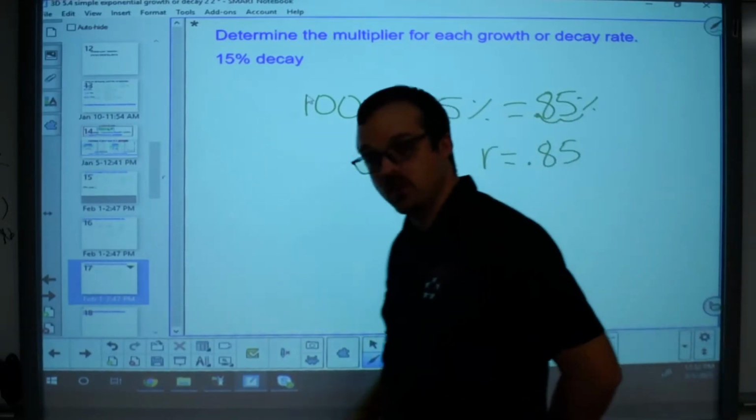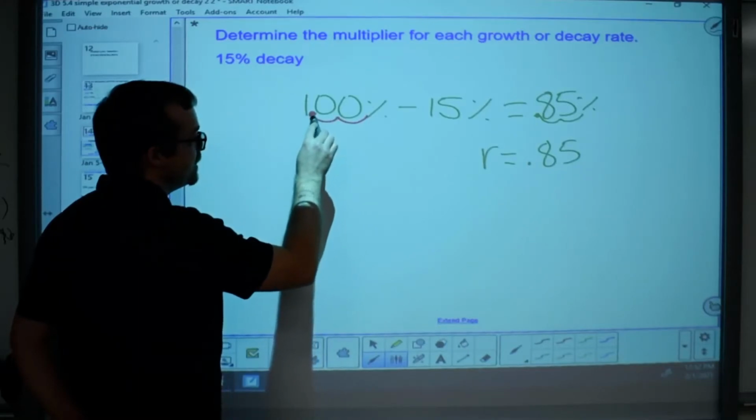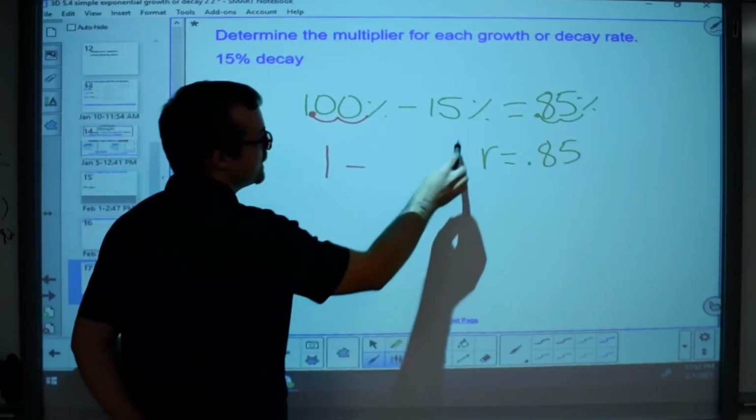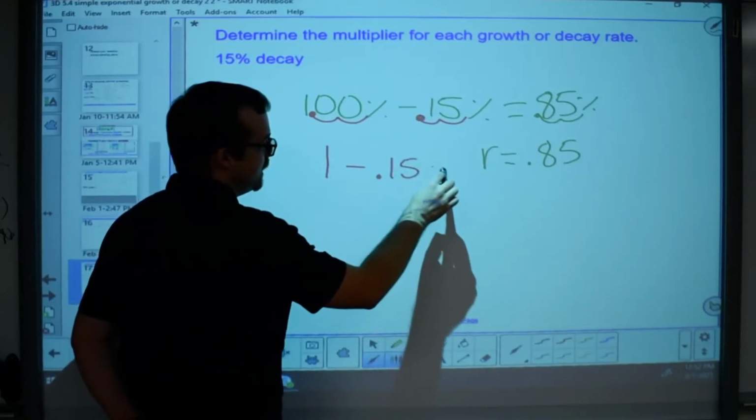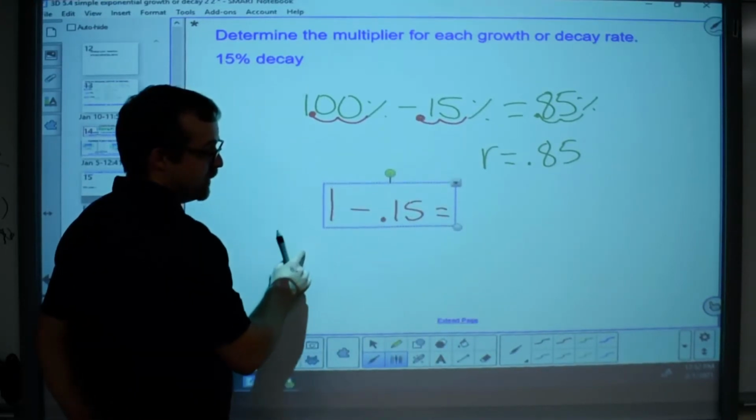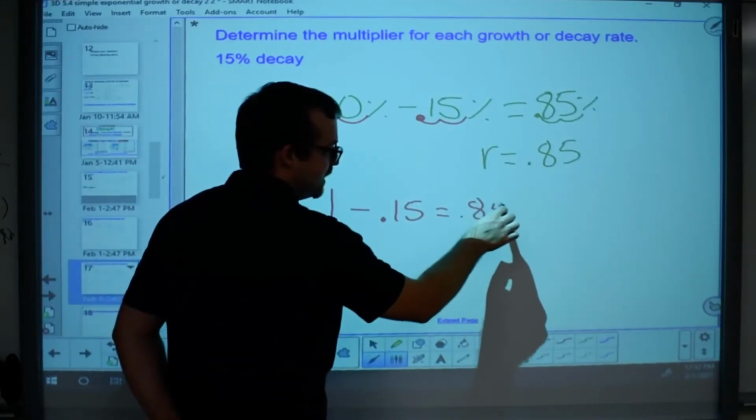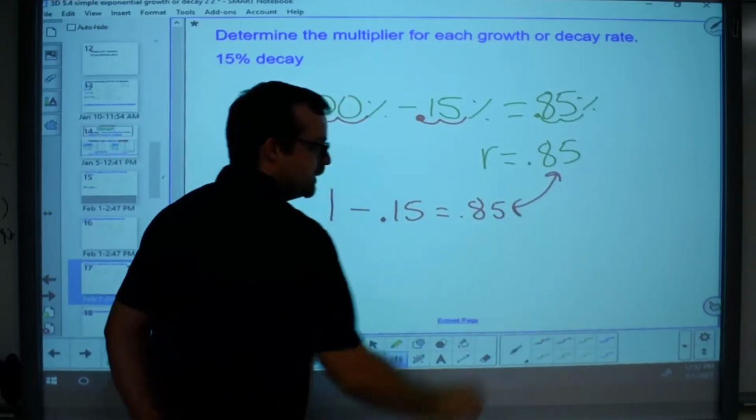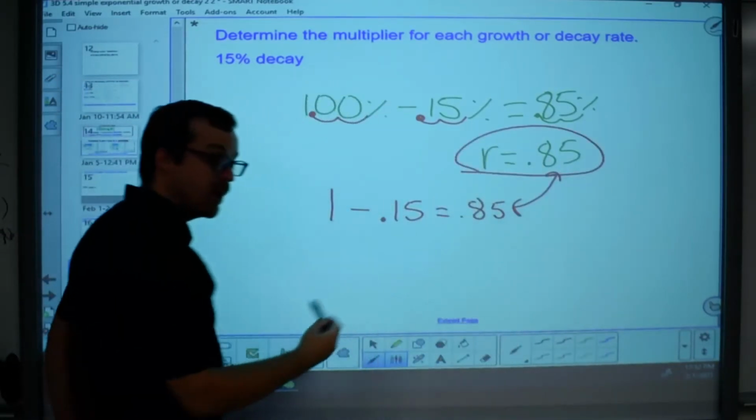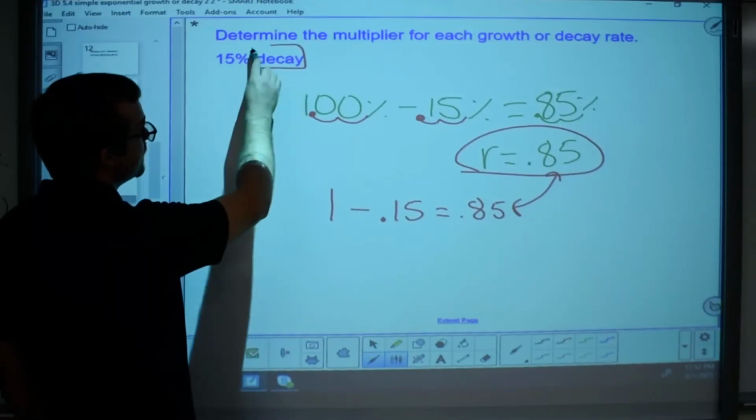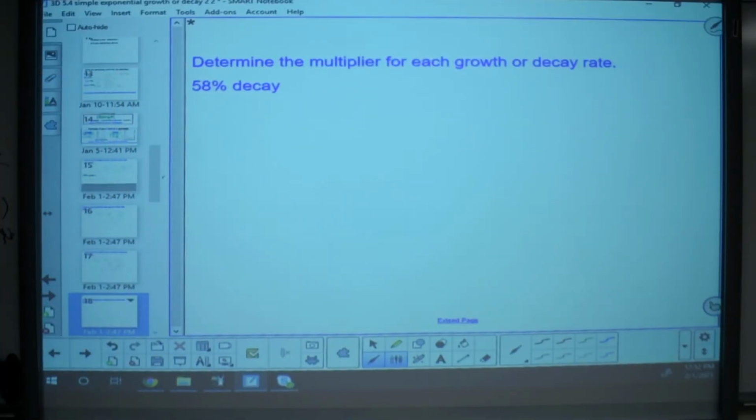Again, one more time the other way around, just like we did with our notes, 100% written as a decimal is just 1 minus, and then 15% written as a decimal is 0.15. And if we take that now and we do 1 minus 0.15, we get 0.85. Same ratio, just a different way of getting it, right? So our ratio is 0.85. Because that is less than 1, we are decaying, which just confirms this right here. Okay. Try again. Pause the video.